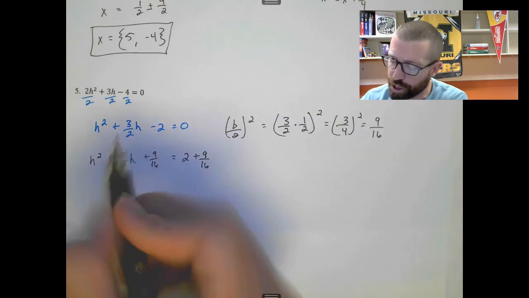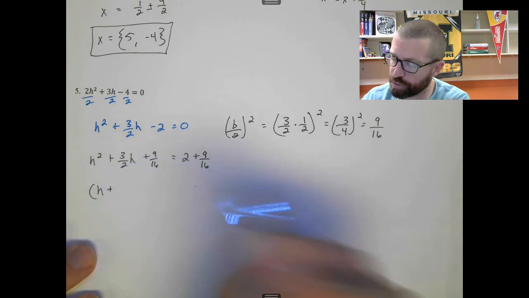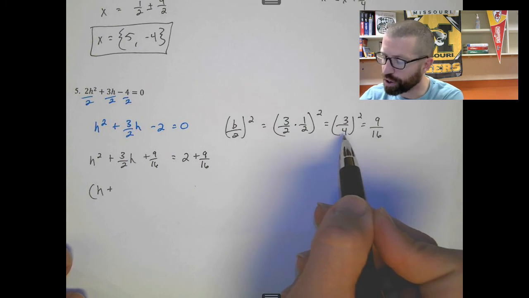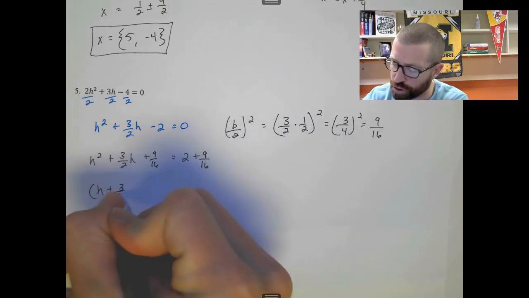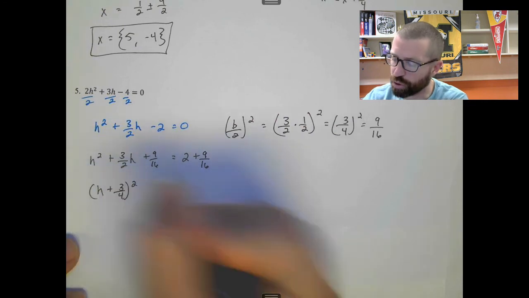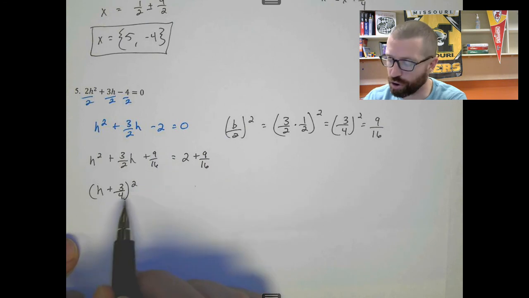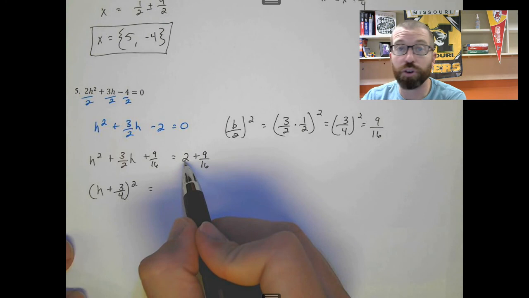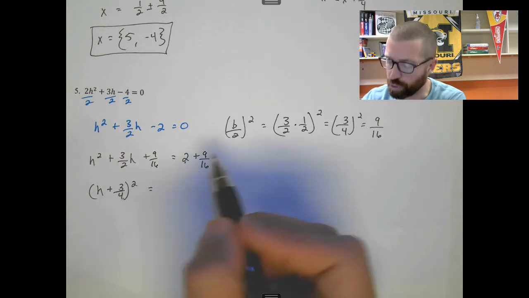So here we can just rewrite as h, and then it's plus, remember, it's whatever this number is here. So before I square it, 3/4 squared, or the square root of 9 over 16 is also another way to see that pattern. And 2 is 32 over 16 if I had a common denominator, and then add 9, so that's 41 over 16.